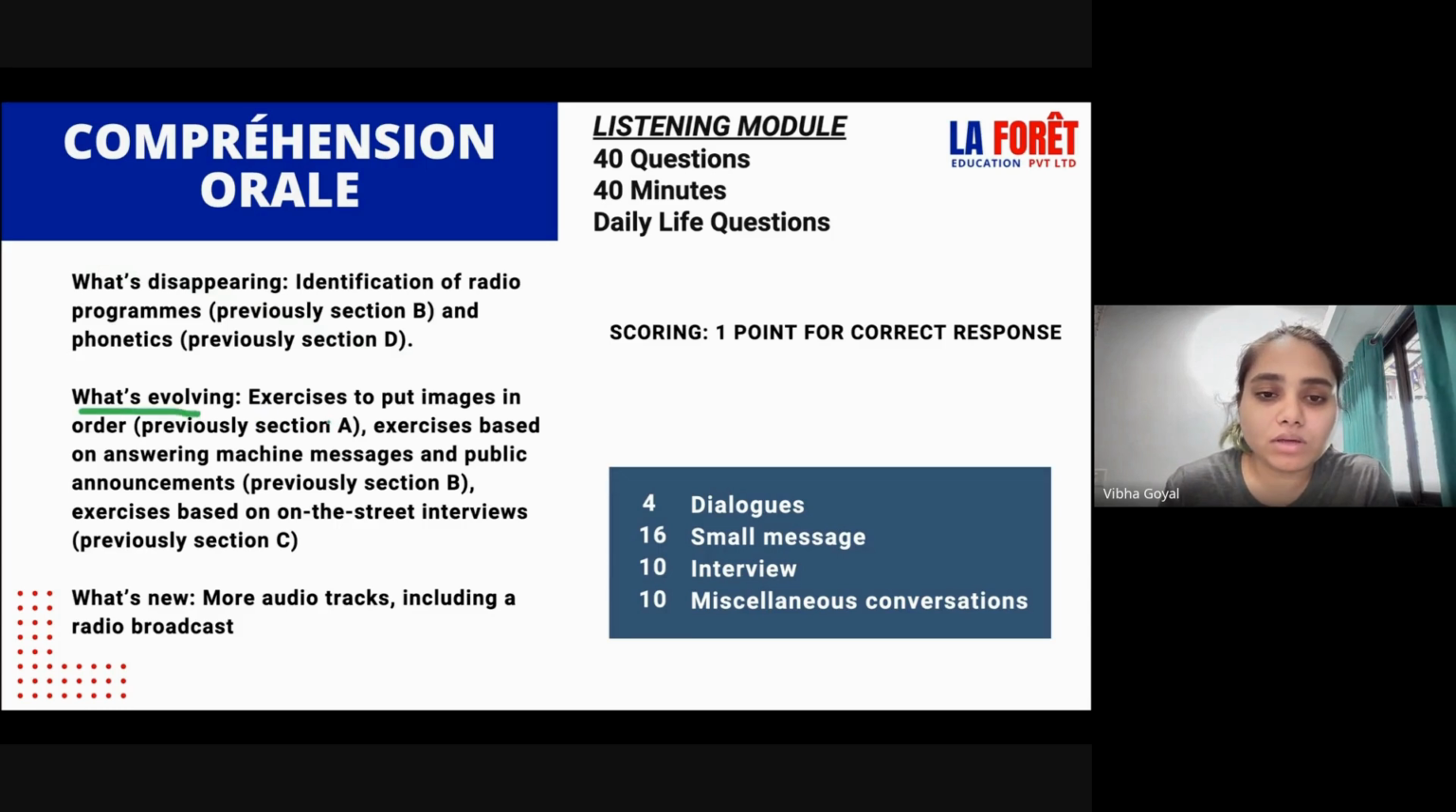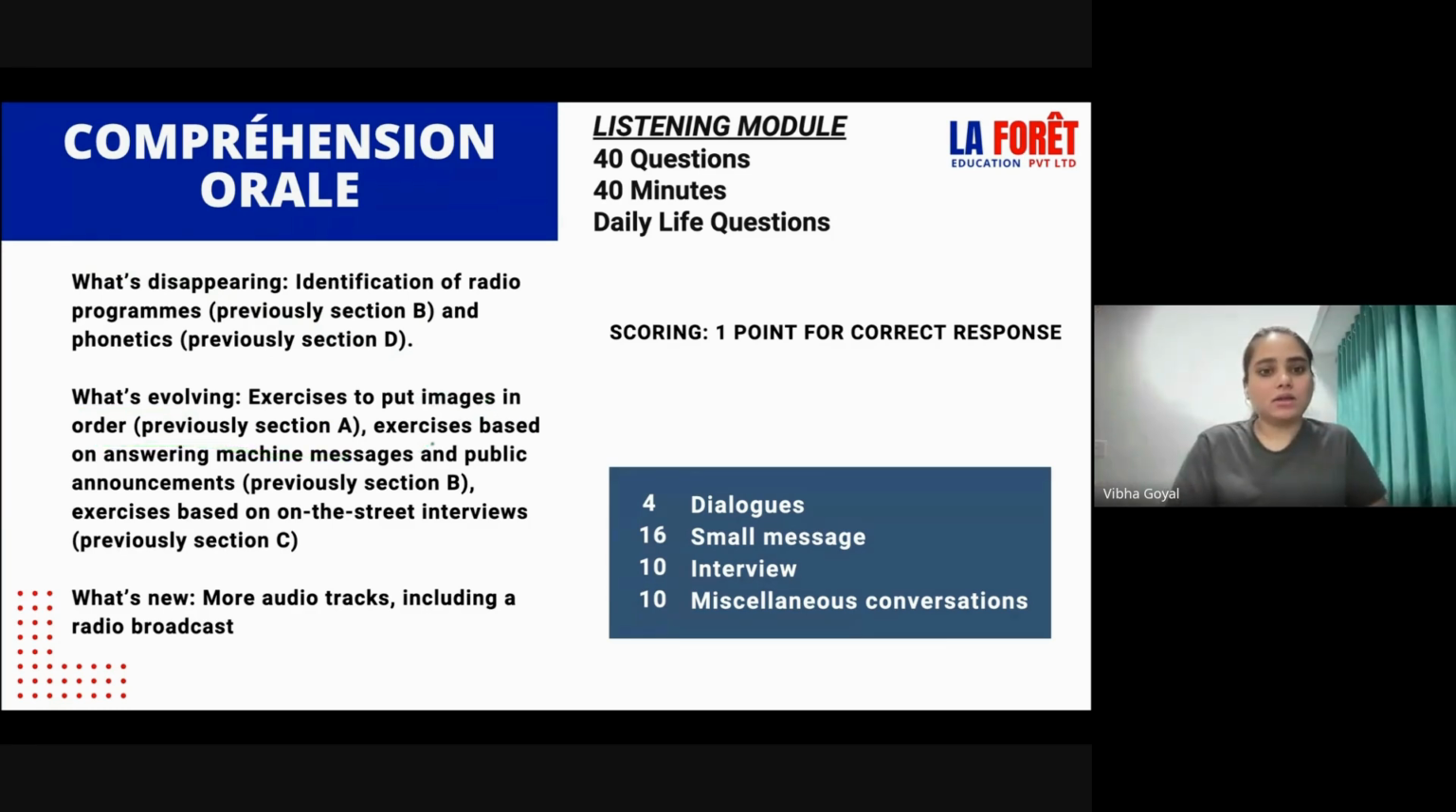Just forget about them. So what is evolving is that there are more image based questions. There are exercises based on answering machines and public announcements, and there are exercises based on street interviews. One thing we know about public messages and street interviews is that there could be a lot of disturbance in the audio. The inbuilt disturbance, noise of the road, noise of the public, the speaker is not very loud, all this can happen in any audio. This is for TEF and TCF both.